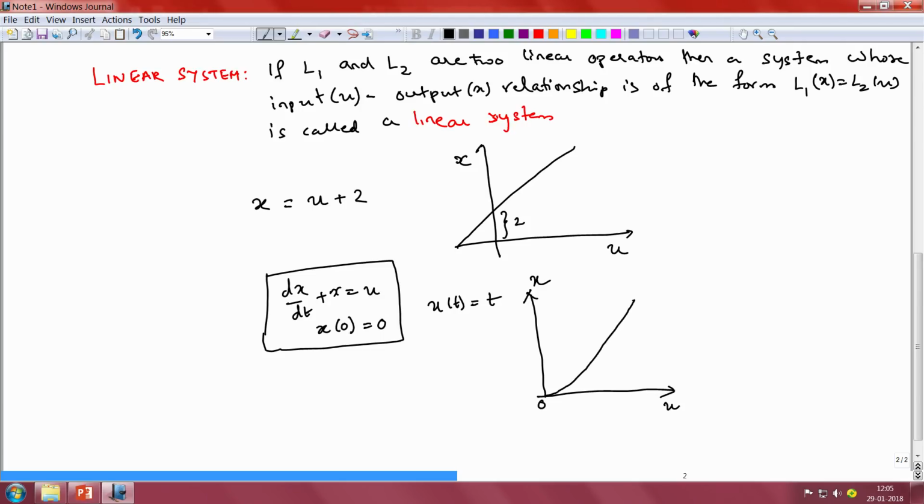Now, why did we choose to define systems that satisfy superposition and scaling as linear systems? As I said, that is because there is a large number of engineering systems that fall under the ambit of linear systems if we choose to define linear systems in this particular manner. So, let me now validate this claim by giving examples of various physical systems that obey such input output relationships. Let us first take the example of a car.